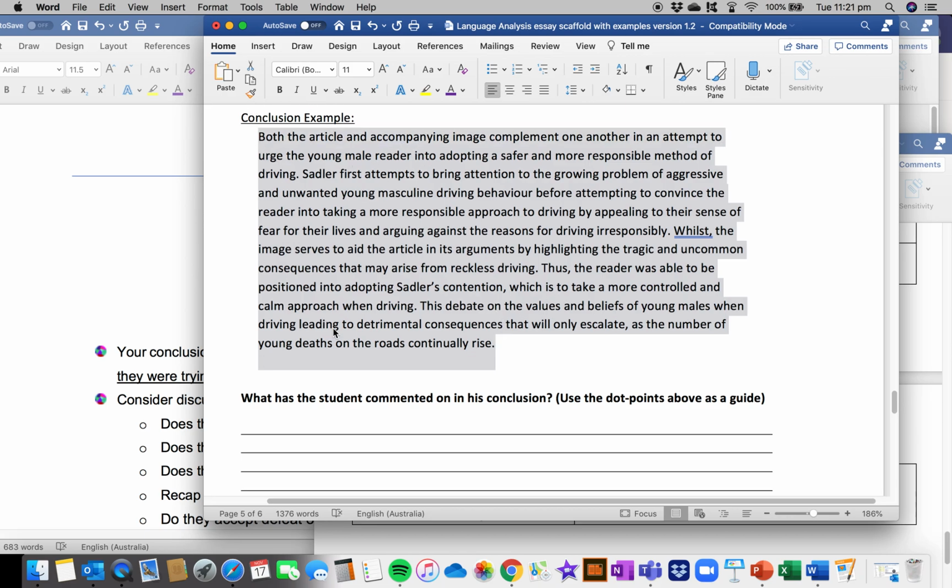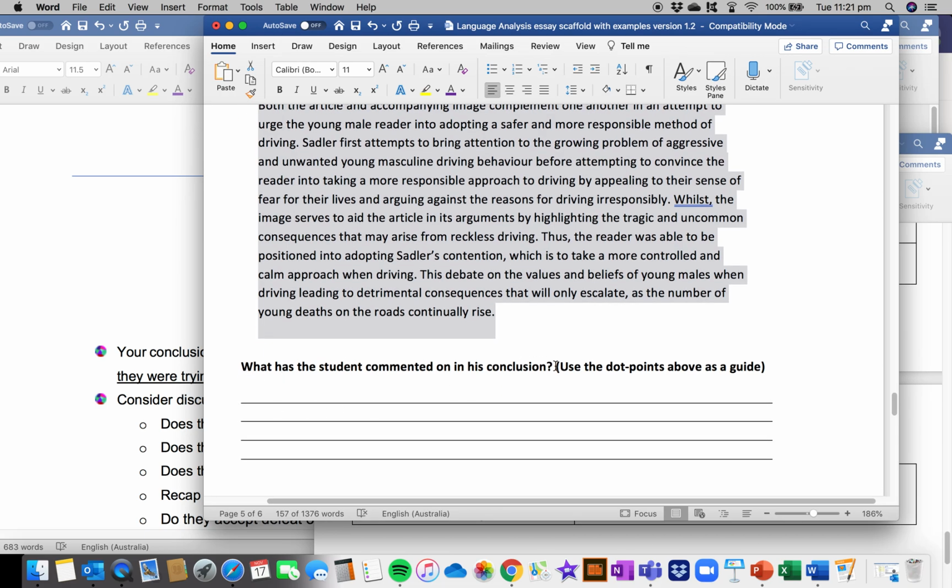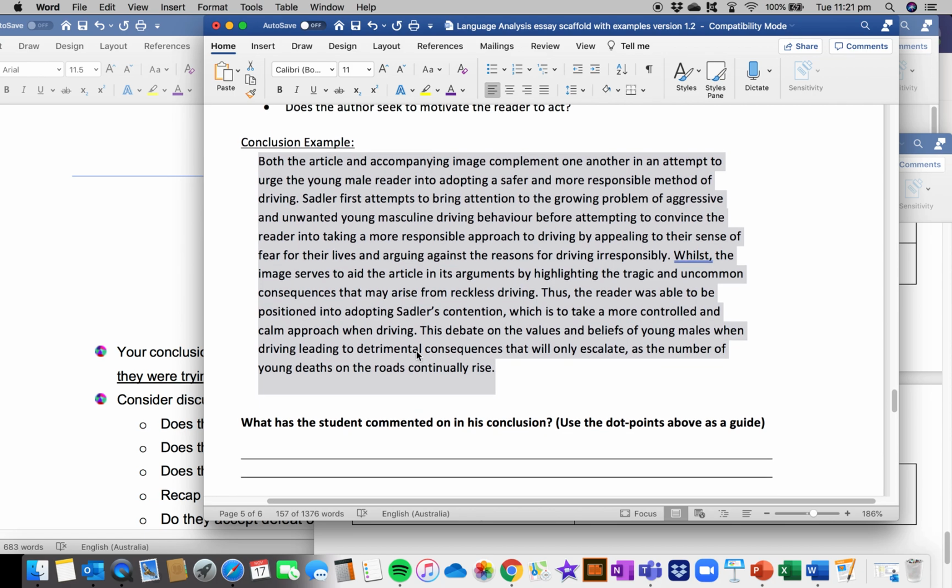And what I'm going to ask you to do now is just respond to this question. Now I've written this question and I've also got this article on SEQTA. So if you go to SEQTA, you'll see this written down. Read it again, and I want you just to write down what has the student commented on in his conclusion.